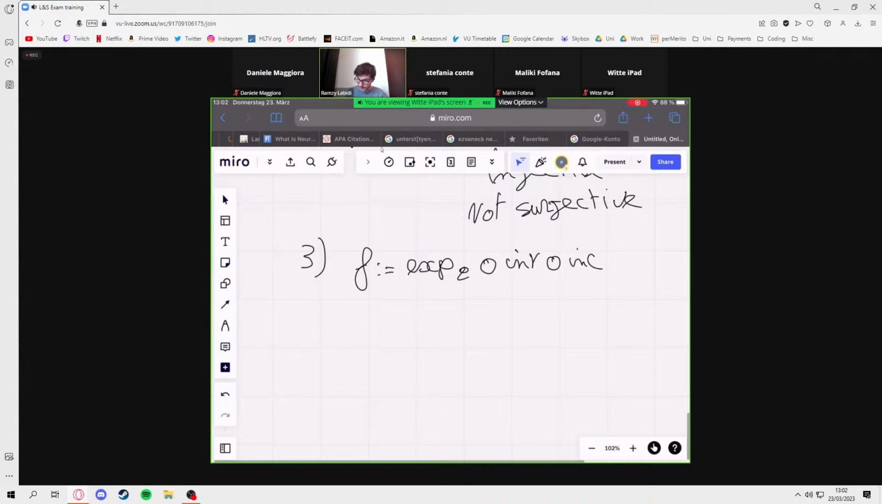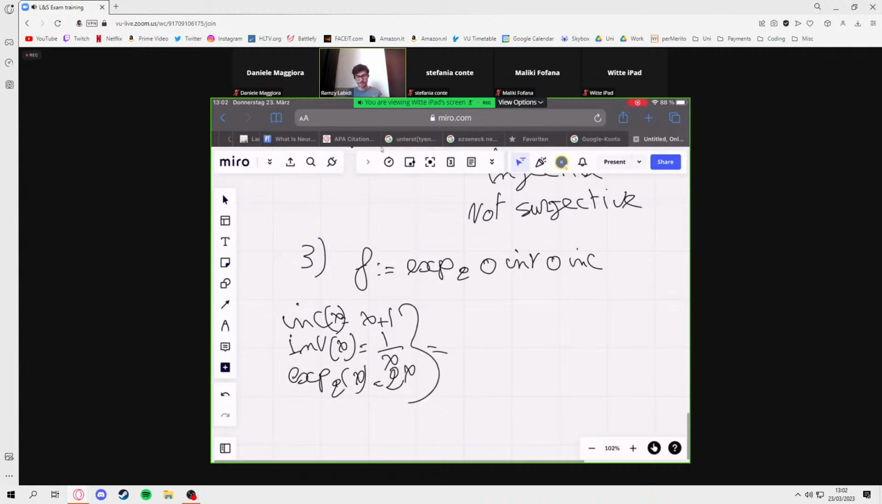So the increment, we know that inc is basically incremented by x, of course. We know the inverse of x is basically the inverse, and we know the exponential is basically the exponential, right? So what we have to do is take all these three and combine them.